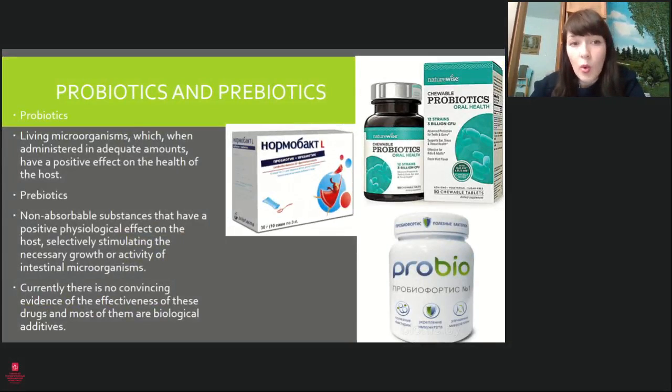There are prebiotics and probiotics. Probiotics are living microorganisms which, when administered in adequate amounts, have a positive effect on the health of the host. And prebiotics are non-absorbable substances that have a positive physiological effect on the host, selectively stimulating the growth and activity of intestinal microorganisms. All these drugs are biological additives.